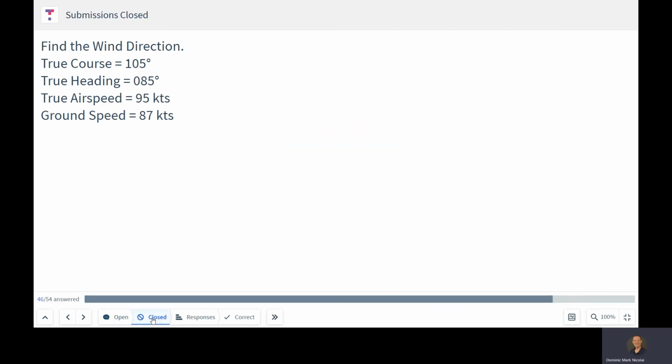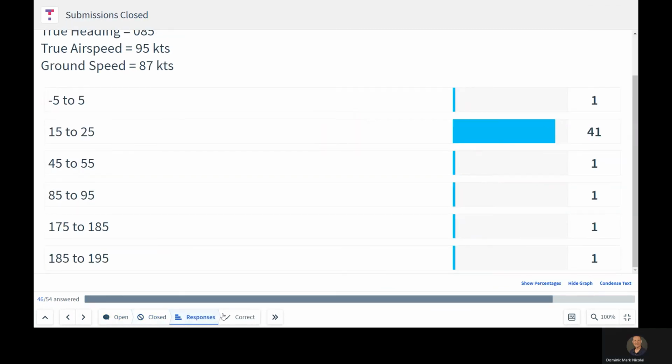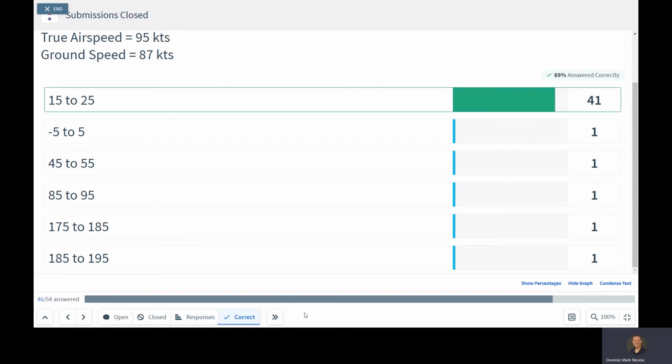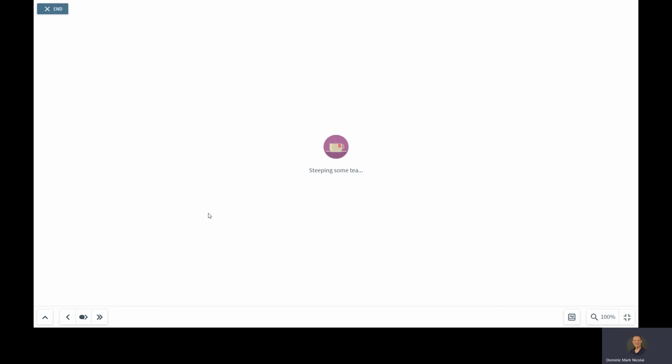This first problem was finding the wind direction. Wind direction you should have found would be about 0 to 0. Your tolerance is 5 degrees. So if you're within 5 degrees of 0 to 0, you got that one correct. Okay. Not quite sure how these other ones came about.